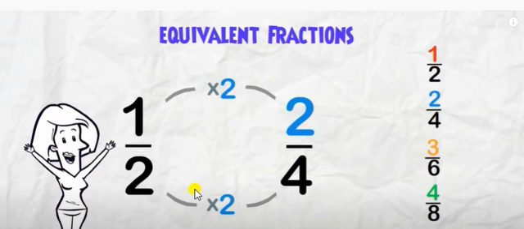Let's come back to the previous example and demonstrate the steps. 1/2 into 2 gave us 2/4. We multiplied both numerator and denominator by factor 2 to find the equivalent fraction.